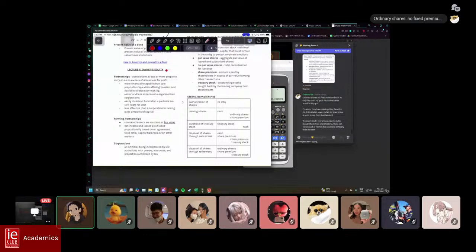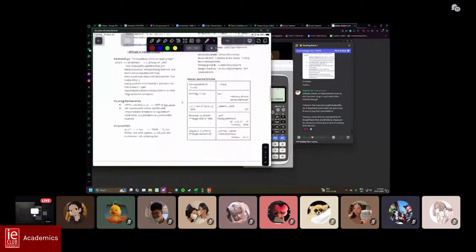So, owner's equity. It will depend on the kind of company or entity. There are partnerships and there are corporations. There are also sole proprietorships, but from an accounting point of view, sole proprietorships are more or less the same as partnerships.